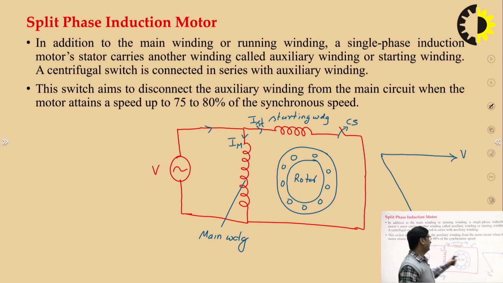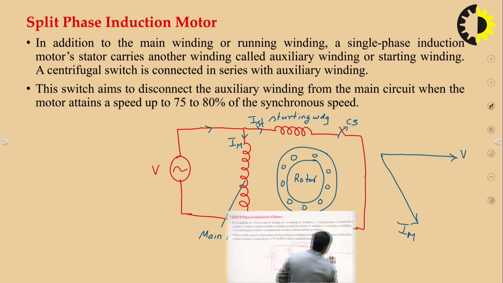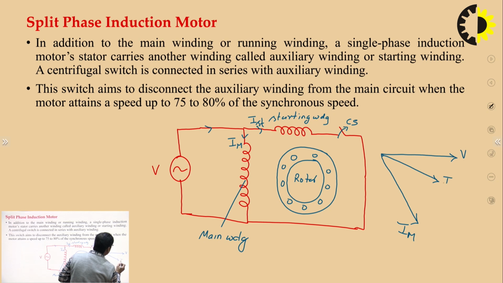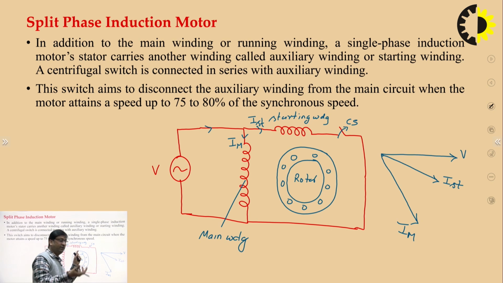When the starting winding current is there, as I told you, it has a good resistance. This is the starting current. Since it is a resistive winding, the angle is not so large. So one is this and one is this. This is the angle between the starting winding current and the main winding current. Suppose this is alpha.